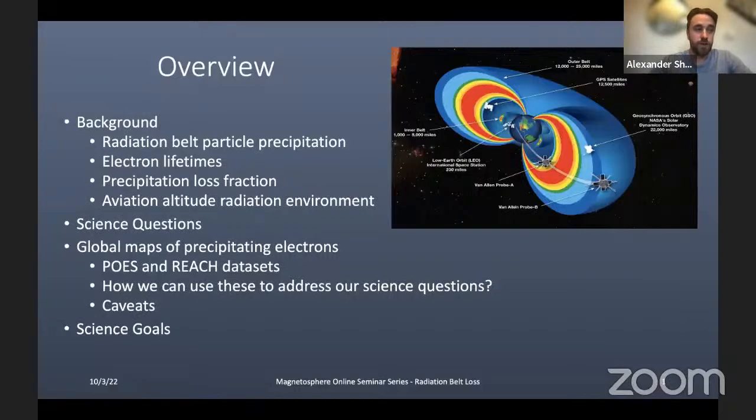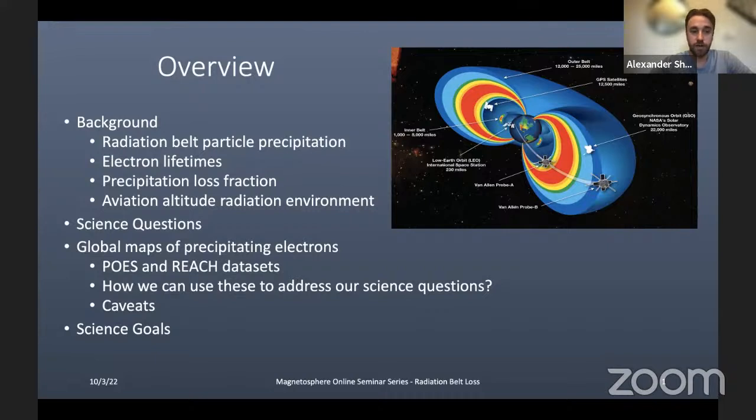I'll begin my talk with a brief high-level overview of radiation belt particle precipitation. I'll then discuss our current knowledge on electron lifetimes in the radiation belts, discuss the precipitation loss fraction, and radiation belt contribution to the radiation environment at aviation altitudes. That will set the stage for our science questions.